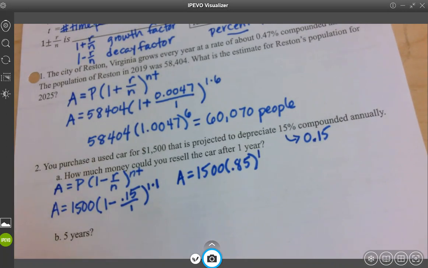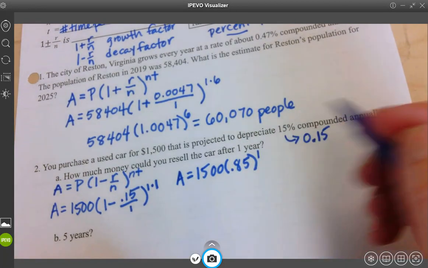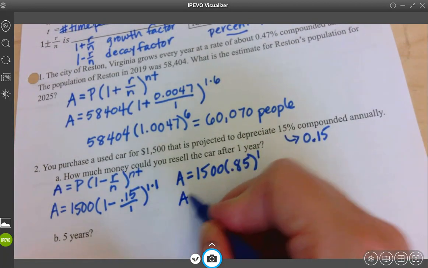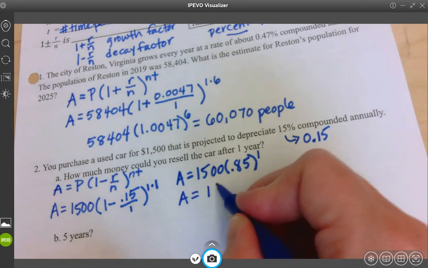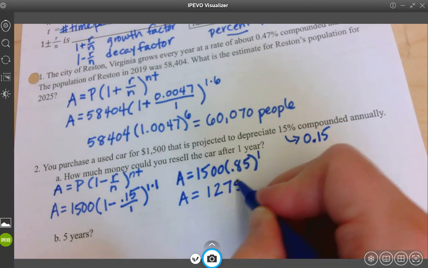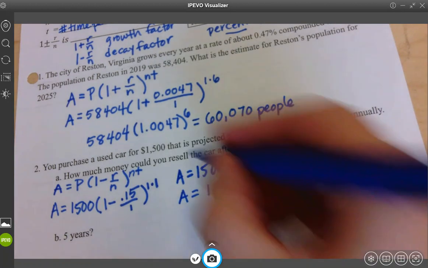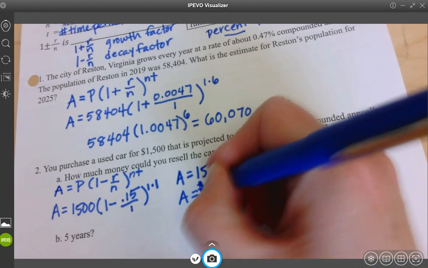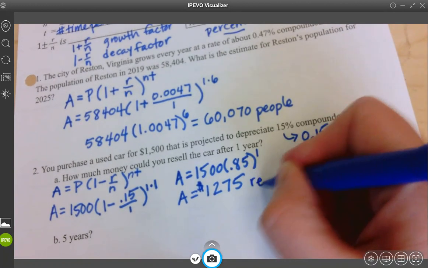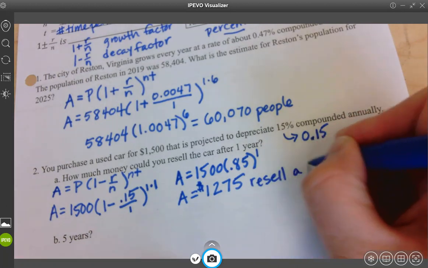No. That's okay, because I know that right next to you, Gideon has an answer to share. Go ahead. 1,275. Anybody else get that? Yeah. Good. Okay. You put after. So, like, what did we actually find? Words-wise? Okay. How much money could you resell the car for after 1 year? So, this is going to be money, right? So, we'll put $. Resale price after 1 year.